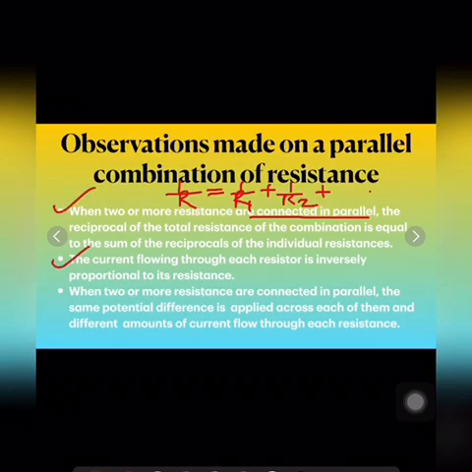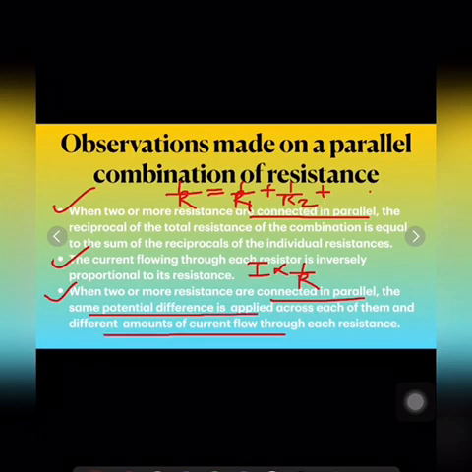Second, the current flowing through each resistor is inversely proportional to its resistance. That is, I is inversely proportional to the resistance. Thus, the higher the resistance of a resistor, the lower will be the current flowing through it. Third, when two or more resistances are connected in parallel, the same potential difference is applied across each of them and different amounts of current flow through each resistance. So in parallel connection, potential difference remains the same but current varies.